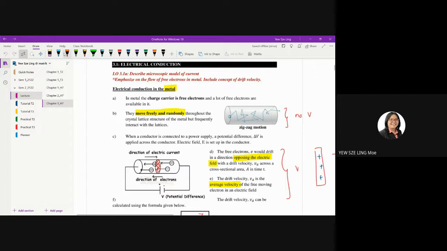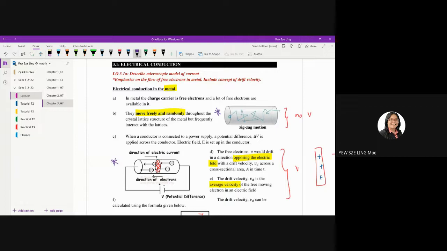Then you have to know how to sketch these two diagrams. The first diagram is before you close the switch, before you connect it to the power supply, before you apply the electric field across it. And you have to show the zigzag motion. After you apply the electric field, you need to know how to sketch this one: the directions of electron flow, the path of electron flow. So you need to know how to sketch these two diagrams.